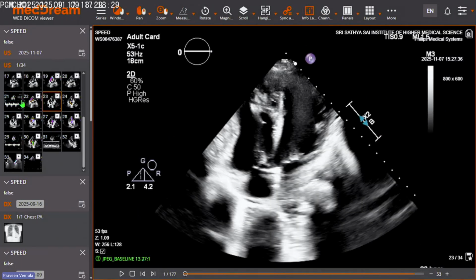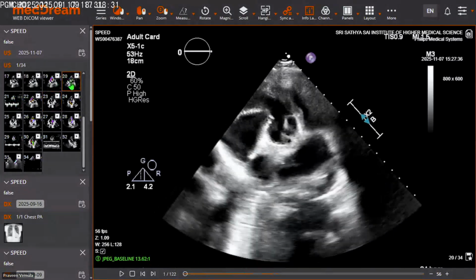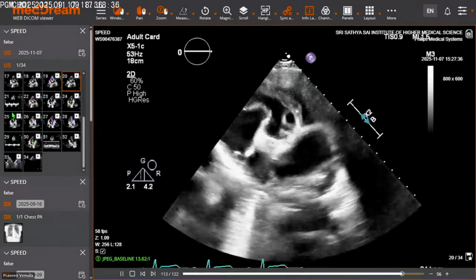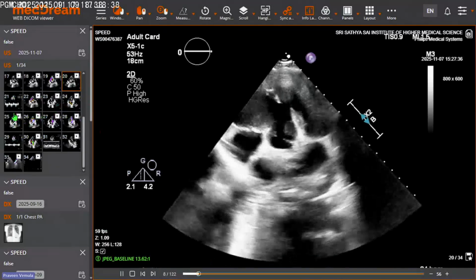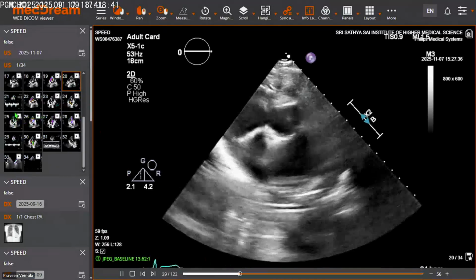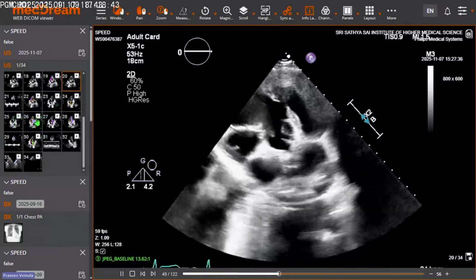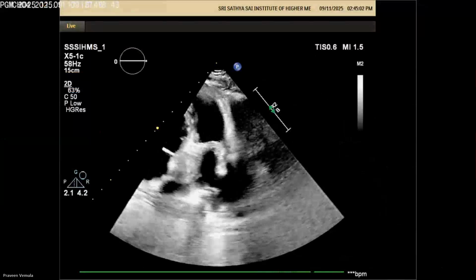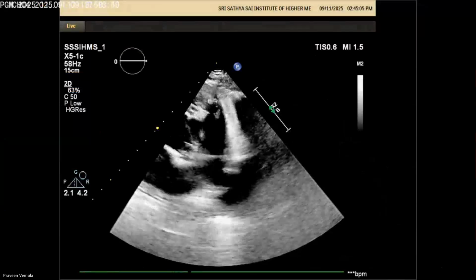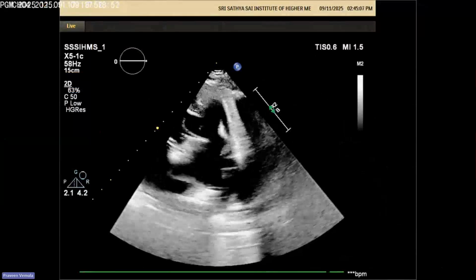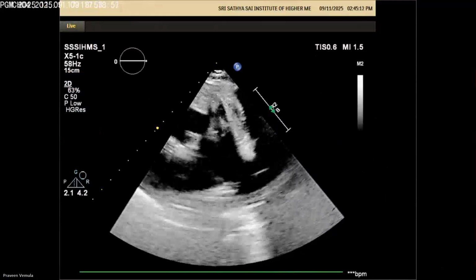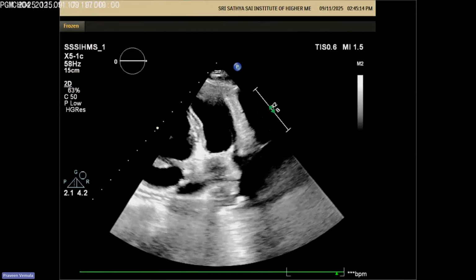What is the size of the pulmonary artery? They must have measured it. That is grossly dilated, or adequately sized? For management, you have to see the size of the pulmonary artery, at least compared to the aorta.